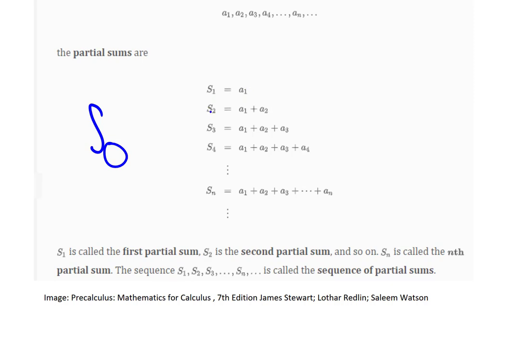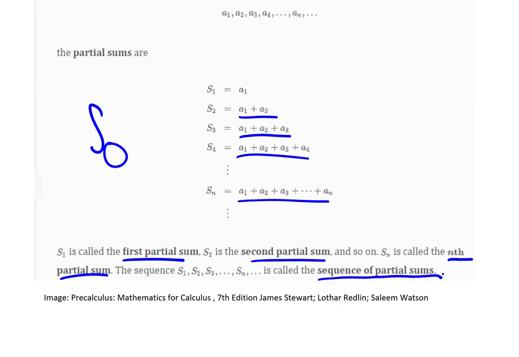Well, notice s sub 2 is the sum of the first two terms. Okay, s sub 3 is the sum of the first three terms. Okay, you get the idea, right? S sub 4 is the sum of the first four terms, all the way down to really any number of terms. So s sub n would be the sum of the first n terms, whatever n might be. S sub 1 is called the first partial sum, S sub 2 is called the second, of course S sub n is called the nth partial sum, and then the sequence S sub 1, S sub 2, S sub 3, all the way up to S sub n is called the sequence of partial sums.